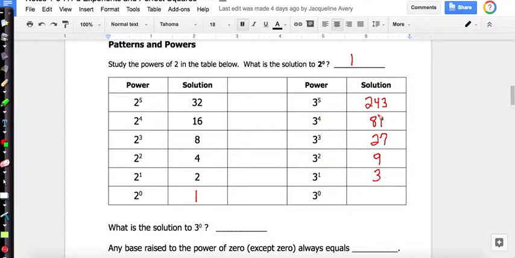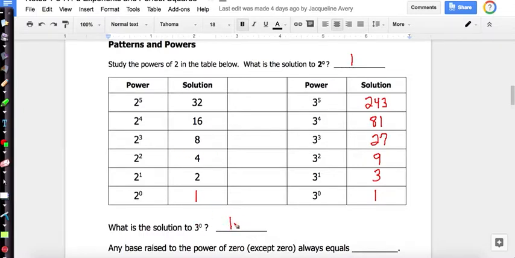And now let's look at the pattern here. The base is 3, so the pattern is divided by 3. So 243 divided by 3 is 81. 81 divided by 3 is 27. 27 divided by 3 is 9. 9 divided by 3 is 3, and 3 divided by 3 is 1. So 3 to the 0 power is 1.